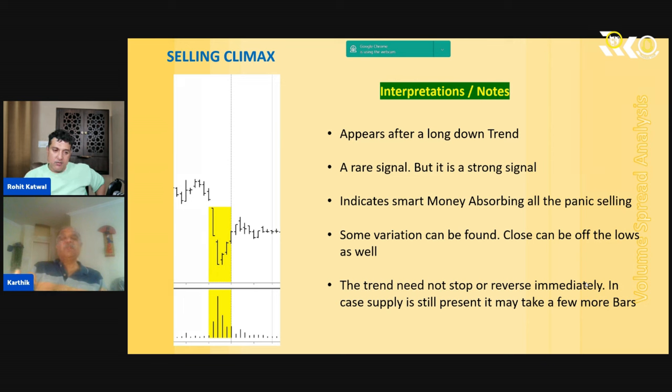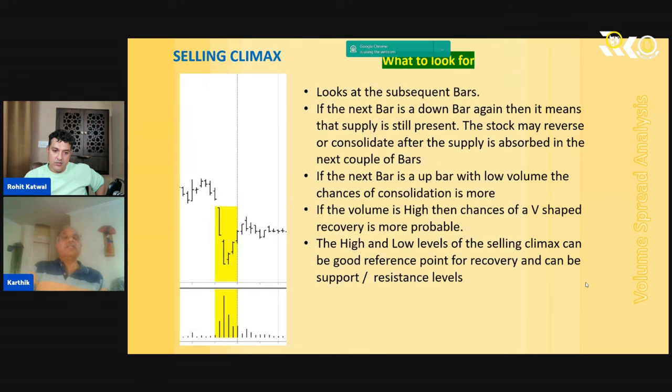So it takes a few more bars for the reversal to happen. Again, what do we look for when you see a selling climax bar? We need confirmation. Look at the subsequent bars. If the next bar is a down bar again, that means supply is still present. The stock may reverse or consolidate after supply is absorbed in the next couple of bars.